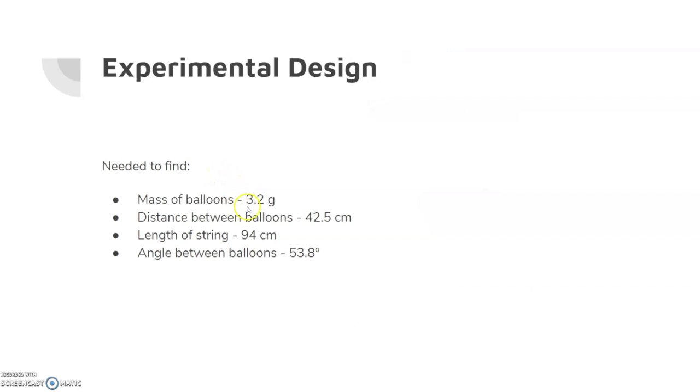For our experiment, we needed to find the mass of the balloons, which was 3.2 grams, the distance between them, which is 42.5 centimeters, the length of the string, which was 94 centimeters, and the angle between the balloons, which we figured out using the triangle with the length of the string and the distance between them.